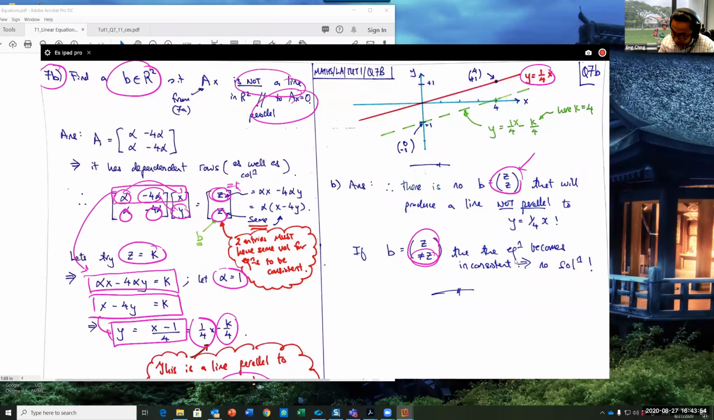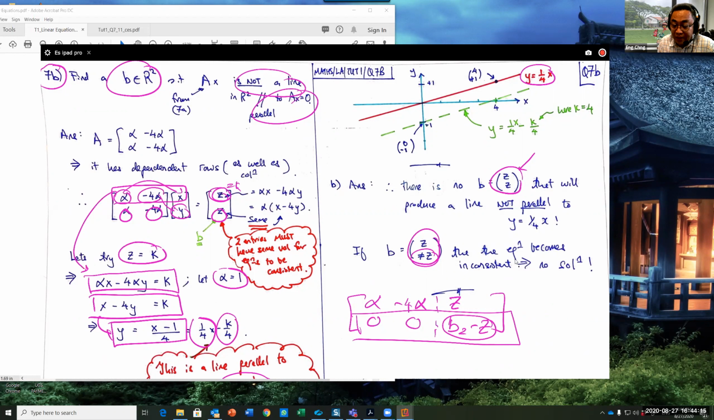Alpha minus 4 alpha z, 0, 0. And then it'll be some value, whatever you want it to be, b2 minus z. And if this guy is not 0, this whole row is inconsistent, showing us that 0x plus 0y equals to some value not equals to 0. And therefore, we can say that the equation is inconsistent. There is no solution.